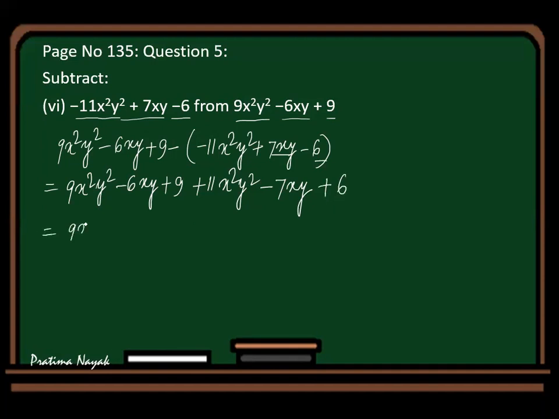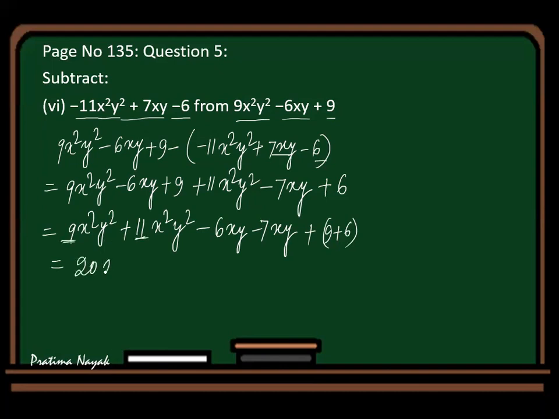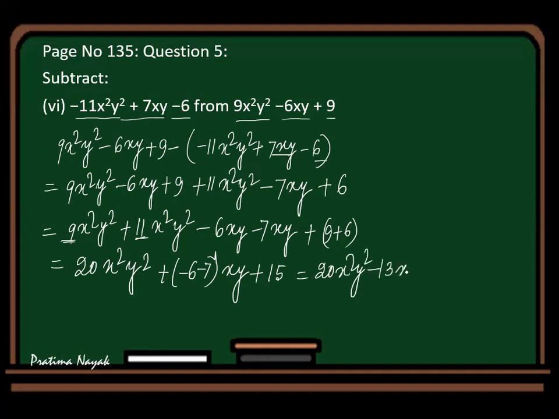Then take x square y square together. Then take all xy together. Then take all numbers together. If you can write directly, no problem. 9 plus 11 makes you 20, so 20x square y square. Here negative 7, negative 6 gives you negative 13. So directly you can write. You may not be slow like me. Minus 13xy plus 15, answer.